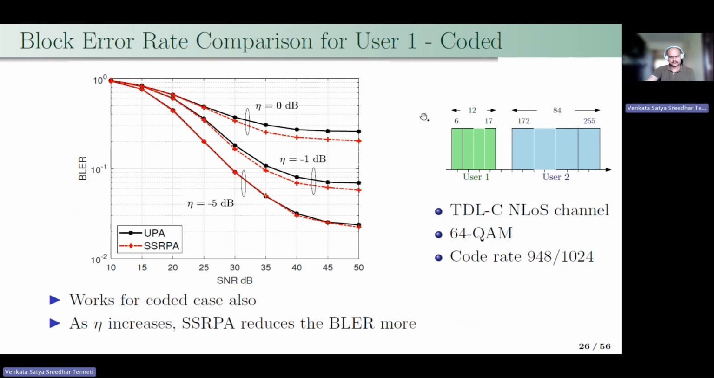Now we shall see the results for the coded case. Here we are plotting the block error rate as a function of SNR for both the power allocation schemes. We are using the 64 QAM MCS of 5G, which uses a code rate of 948 by 1024 using an LDPC code. As you can see here, our proposed power allocation works for the coded case also. And as the EPRE ratio increases, SSRPA reduces the block error rate more.